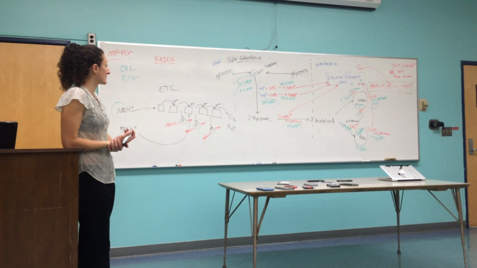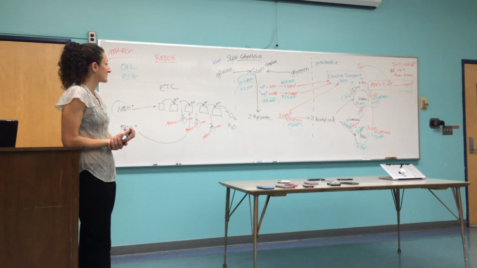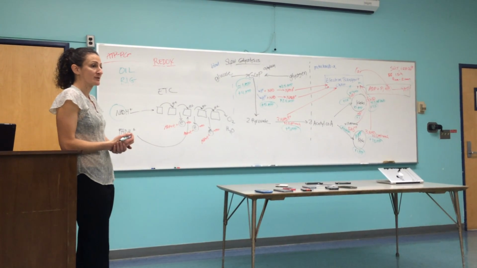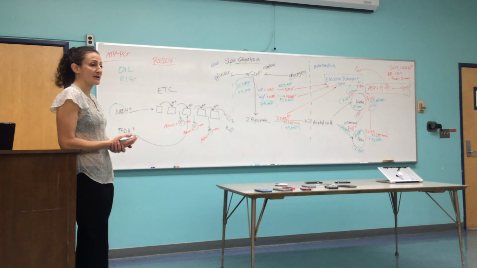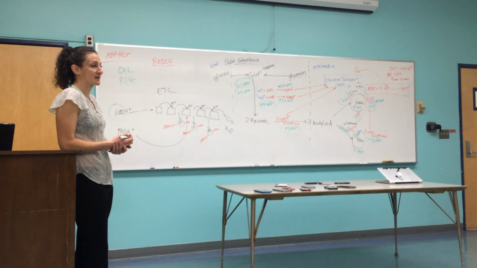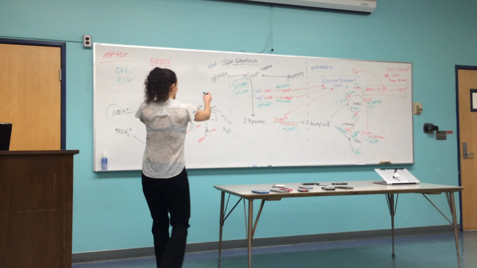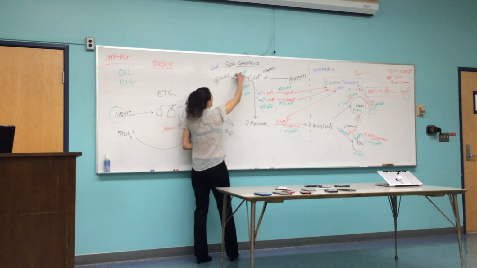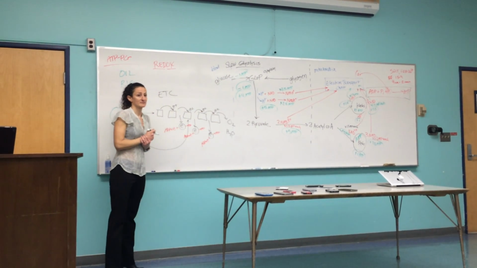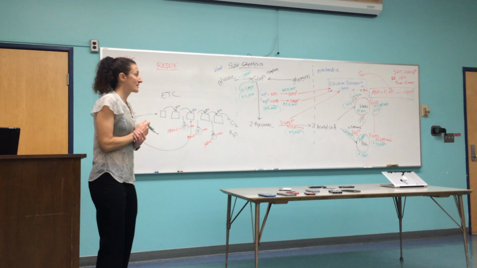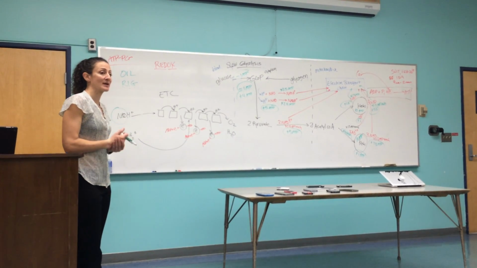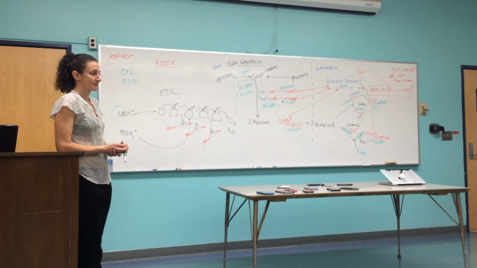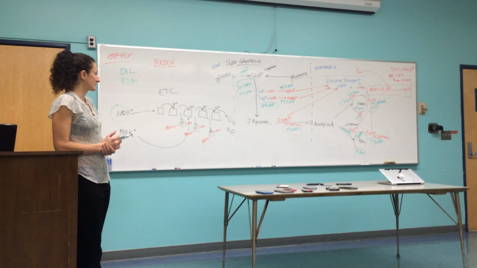If we came from glucose, how many total ATP would we have? 32. How do we know that? We didn't have to recount the whole thing. What did you do differently? If you come from glucose, you lose an ATP crossing into the muscle. So if you come from glycogen, you're going to end up with 33 ATP. If you come from glucose, you're going to end up with 32 ATP in slow glycolysis.